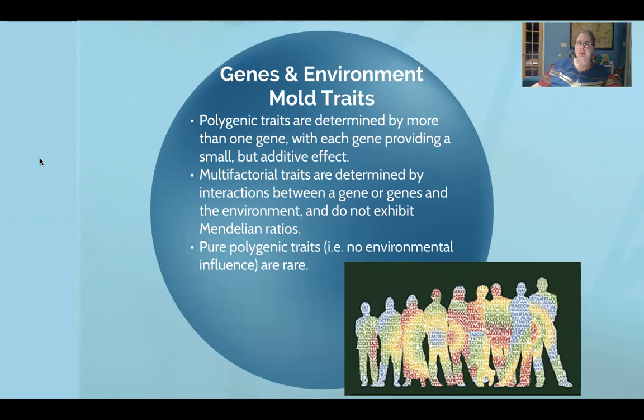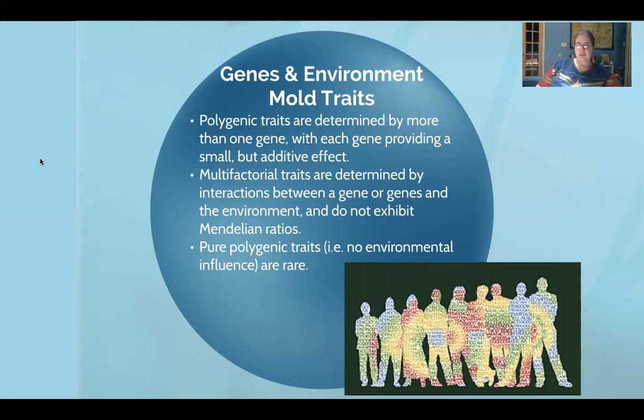Multifactorial traits are determined by interactions between one or more genes and the environment. So these have an environmental component to them, something in the environment that affects the expression. Now, typically multifactorial traits are also polygenic, but they tend to be polygenic with an environmental component. Because of the multitude of things that go into them, the different gene interactions plus the environmental interactions, they definitely do not exhibit Mendelian ratios.